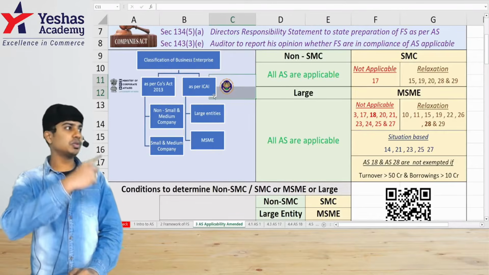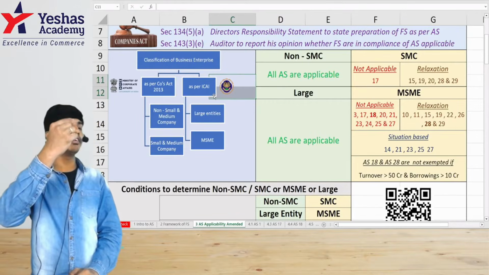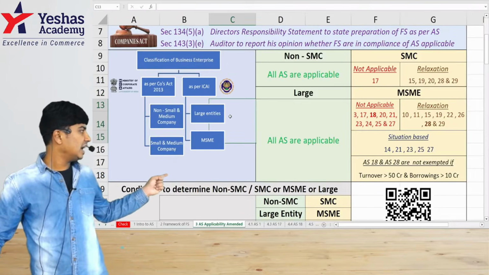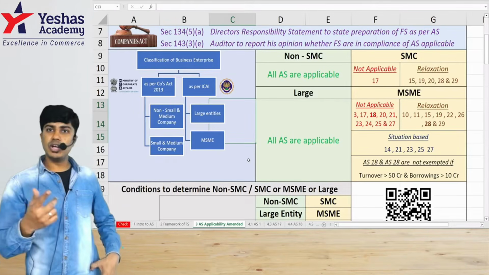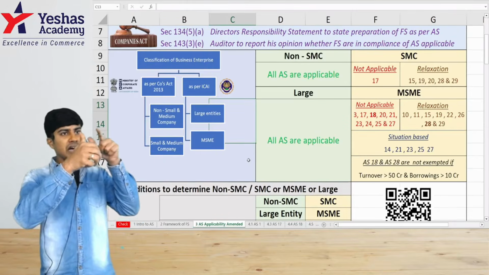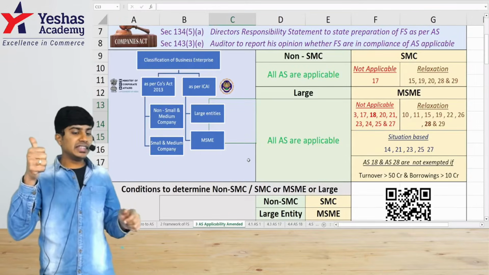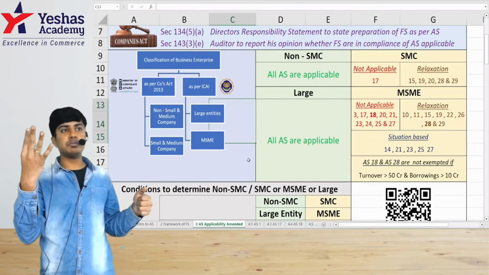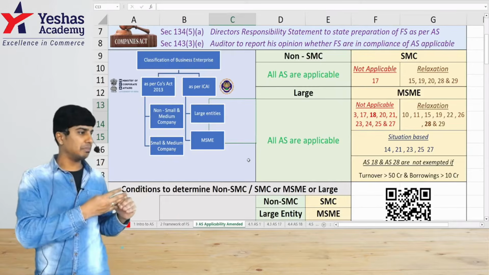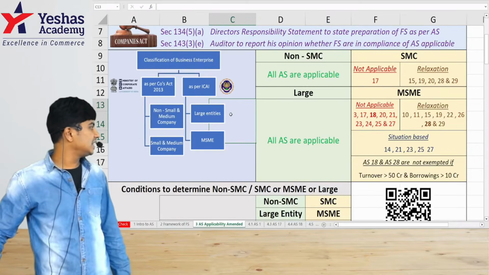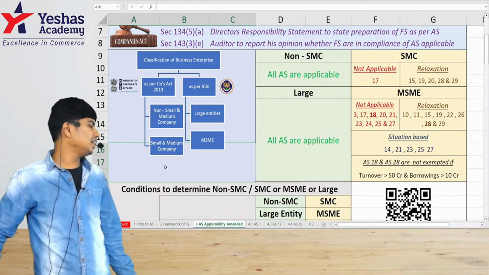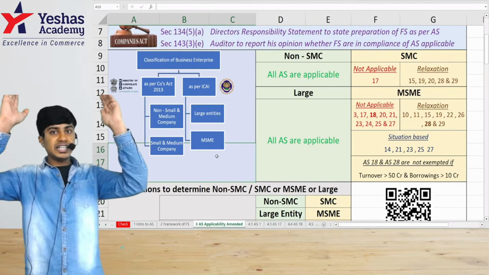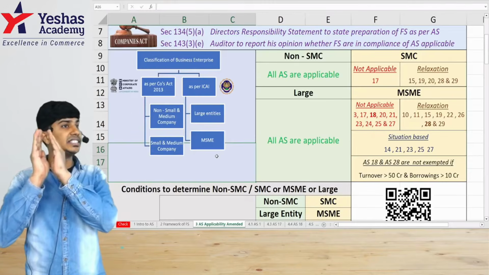Previously, if you remember, there used to be 4 classifications: level 1, level 2, level 3, level 4. Now there are no 4 levels, there are only 2, which are large entity and MSME. In the past also I told, out of level 1, level 2, level 3, level 4, level 1 as per ICAI is nothing but non-SMC as per Companies Act. Level 2, 3, 4 as per ICAI was equal to SMC as per Companies Act. Now large entities mean non-SMC, and MSME means SMC. So as per ICAI, the classification is large entities and MSME.